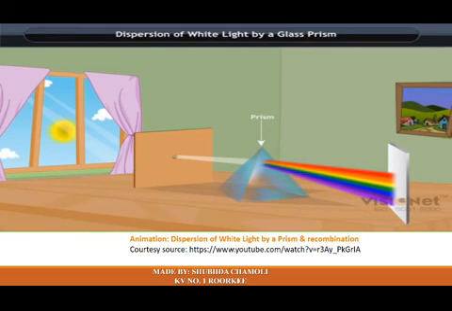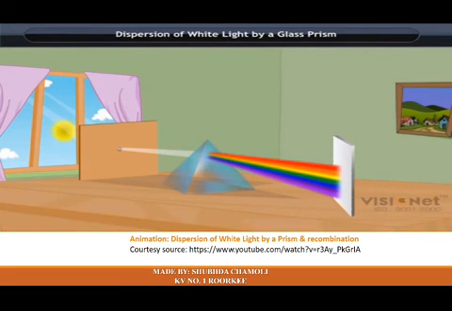What do you observe? You will find a beautiful band of colors. Why does this happen? When a beam of white light is passed through a glass prism, it splits up into a band of colors called spectrum. This is called dispersion of white light. The spectrum of white light has the colors violet, indigo, blue, green, yellow, orange and red, VIBGYOR. The red light bends the least and the violet light bends the most.